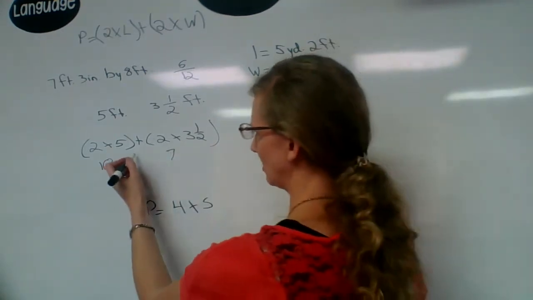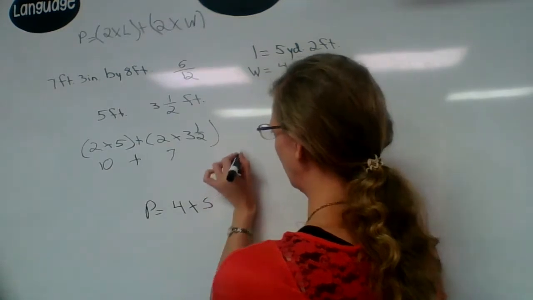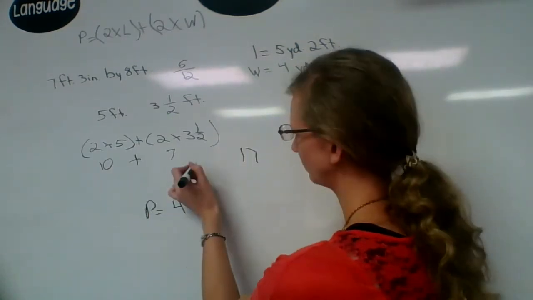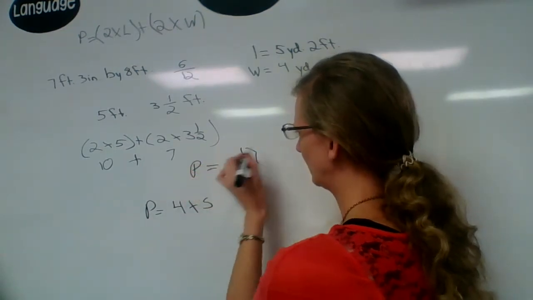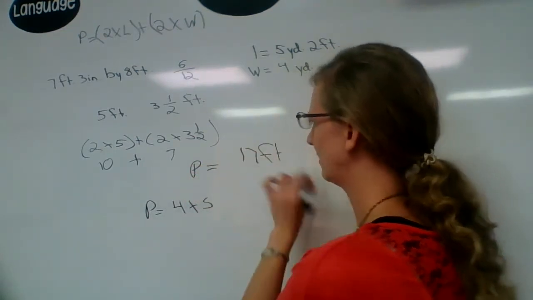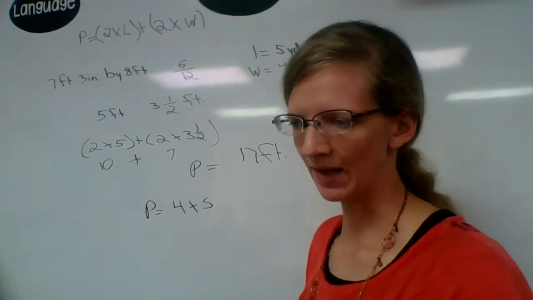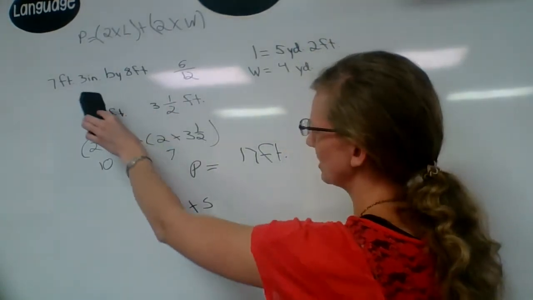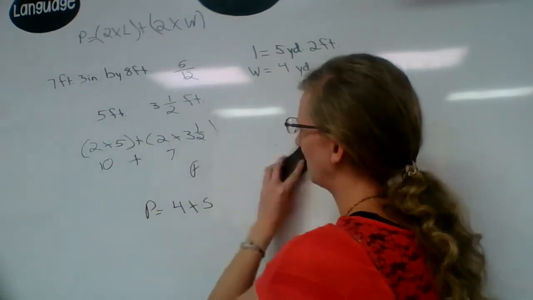Then you add these two together. 10 plus 7 equals 17. So your perimeter equals 17 feet. And that would be how you would find the perimeter. But the first thing you have to do is change your inches into feet by making it into a fraction.